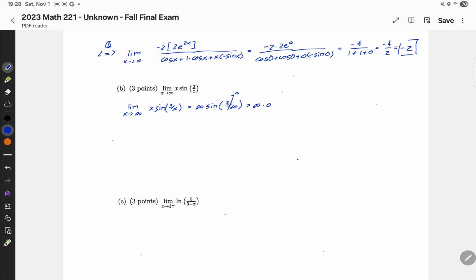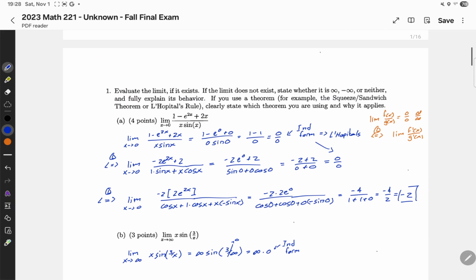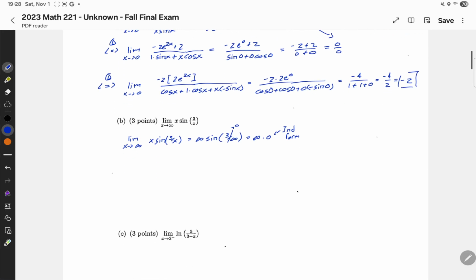Now this is one of our indeterminate forms, but because it's not in a fraction, like our previous problem, you can see up here in the orange, we can't apply L'Hopital's. So what we're going to want to do is somehow turn this x sine of 3 over x expression into a fraction. We're going to do this like this. We're going to take x sine of 3 over x and write it as a fraction over 1. Now this won't do much, but what we can do is multiply both the top and the bottom by 1 over x.